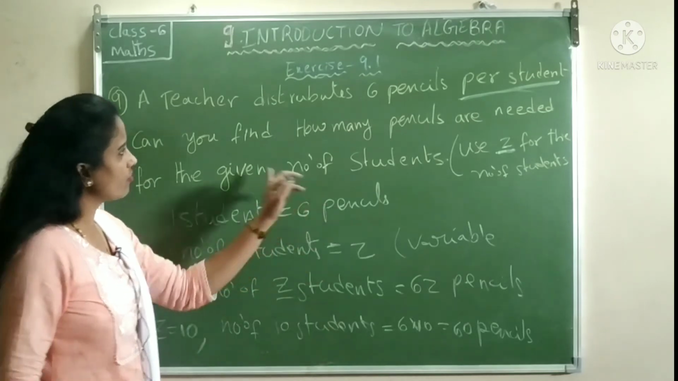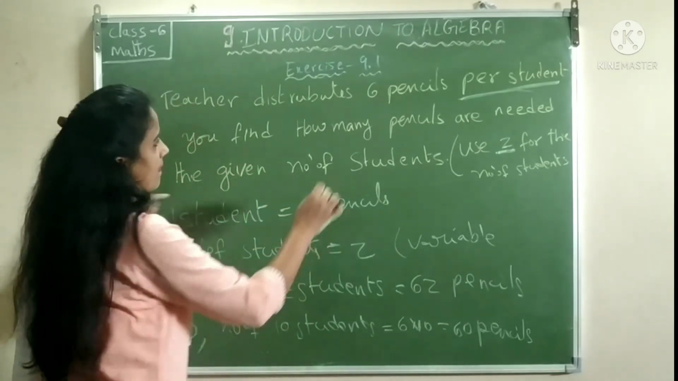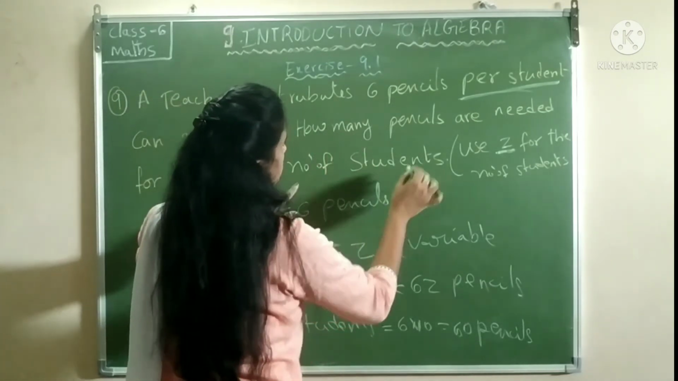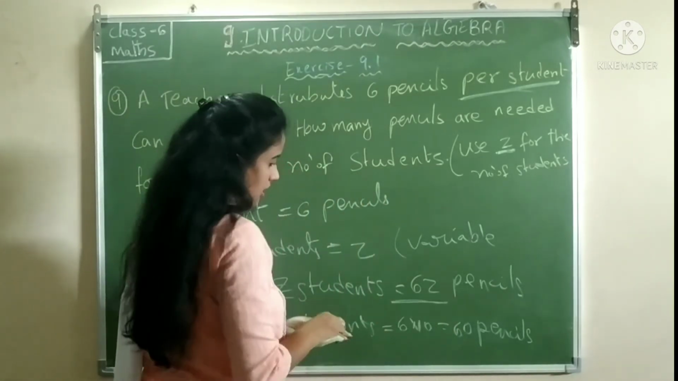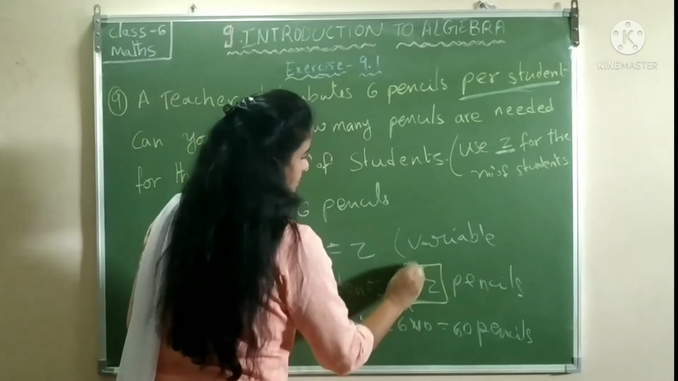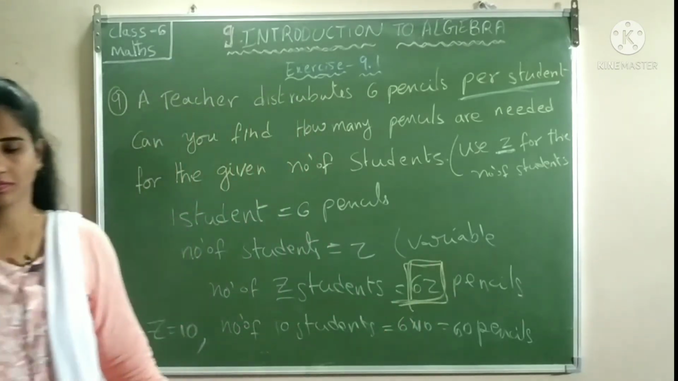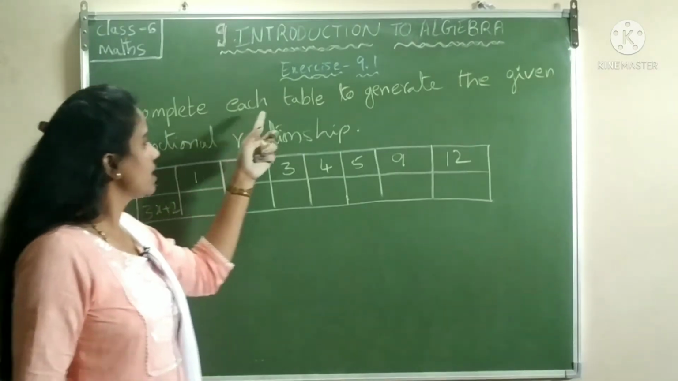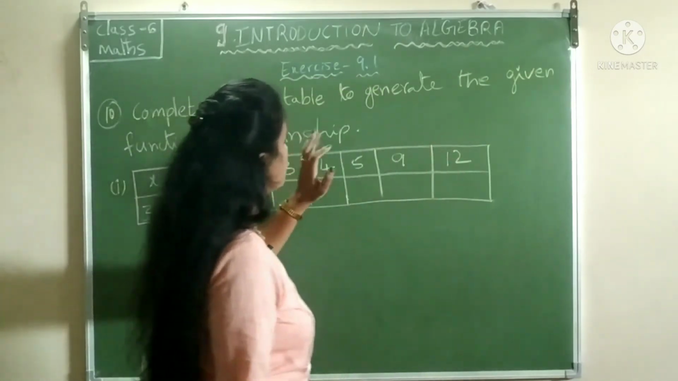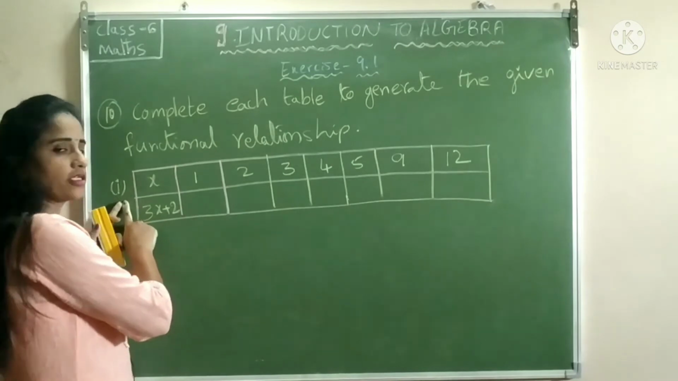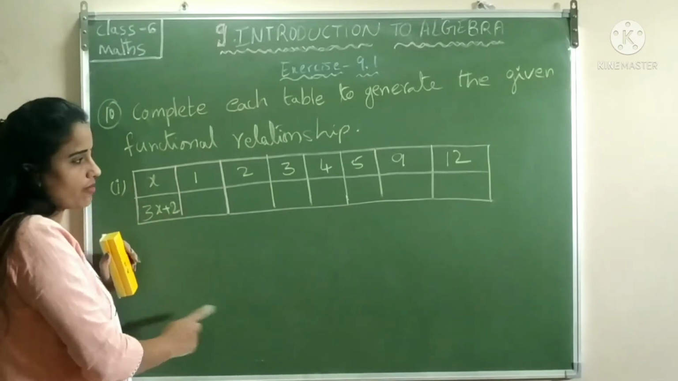This is the rule for the given question. Here the rule is 6z. Complete each table to generate the given functional relationship. See, this is the first table. One more table is there, I will write it afterwards.